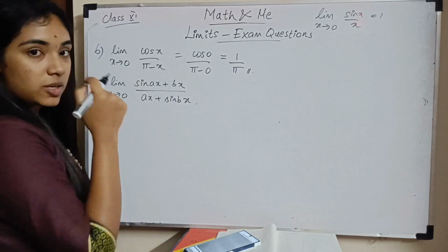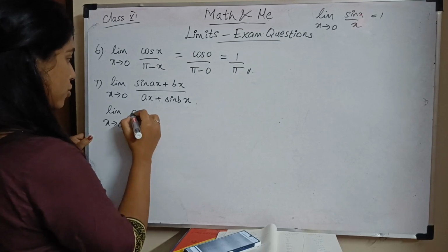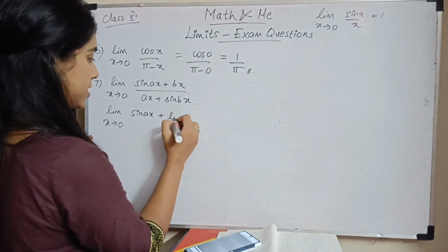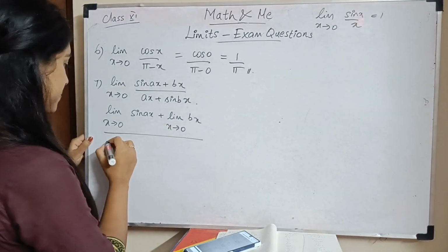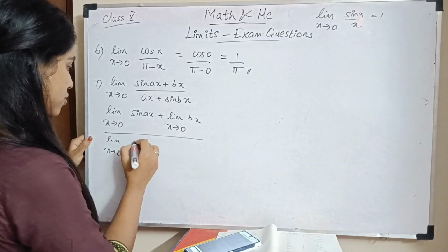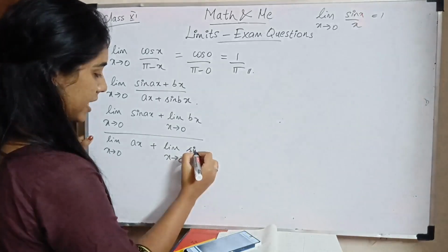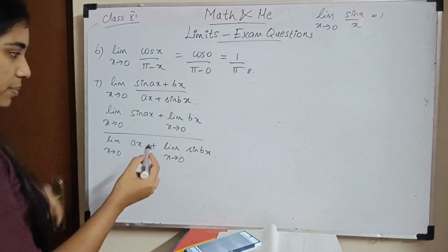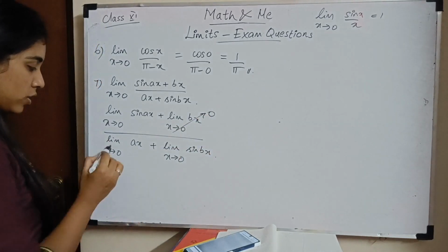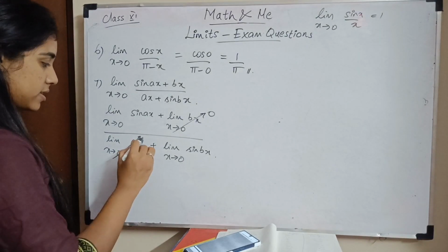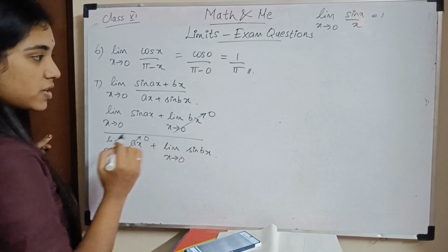So I am going to split the numerator and the denominator. So what do you have? Limit x tends to 0 sin ax plus limit x tends to 0 bx, divided by limit x tends to 0 ax plus limit x tends to 0 sin bx. So limit x tends to 0 of bx, what will it become? This will become 0. And limit x tends to 0 of ax, what will it become? This will become 0. So what are you left with? Limit x tends to 0 sin ax and limit x tends to 0 sin bx.